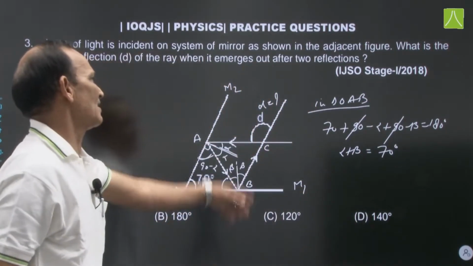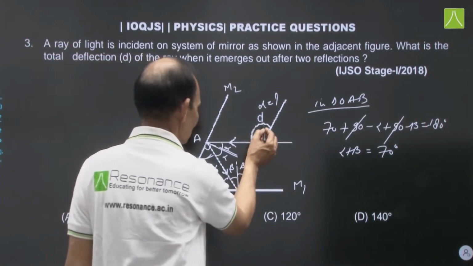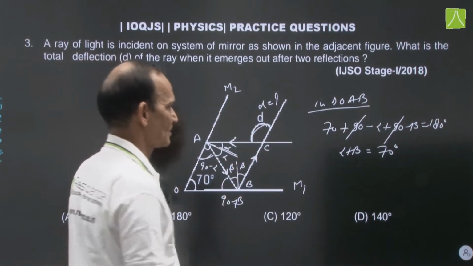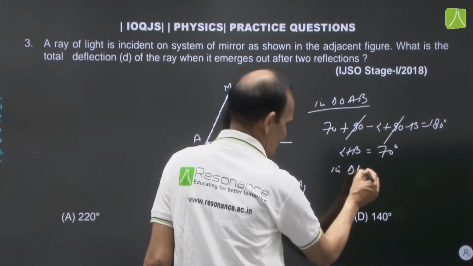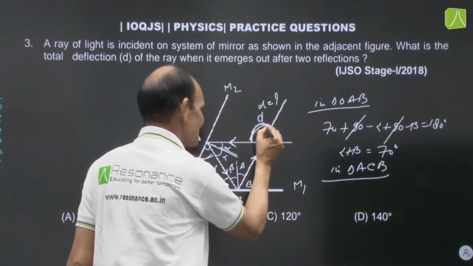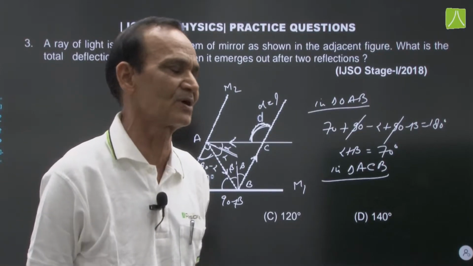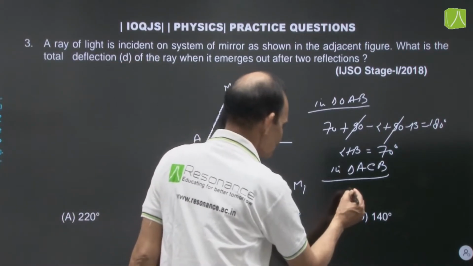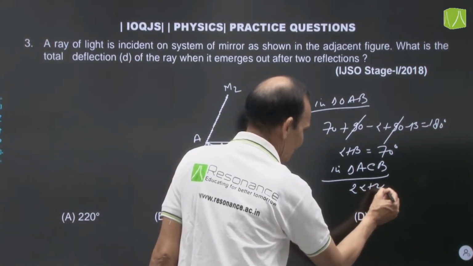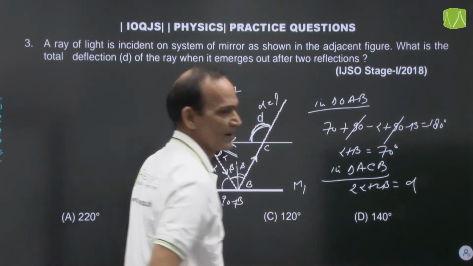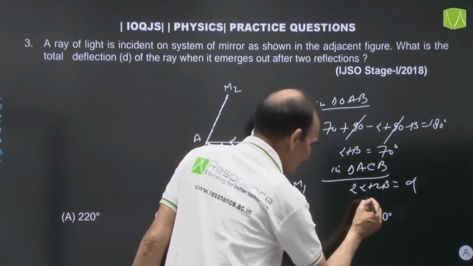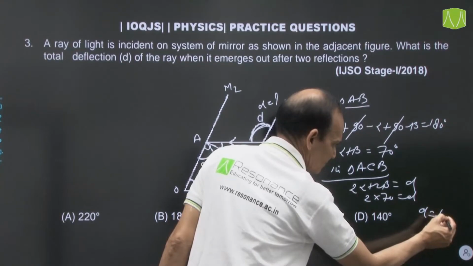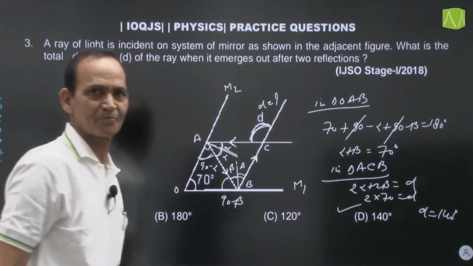But you have to find the angle D, this angle. How will we find it? Think about triangle ACB. In triangle ACB, this D is an exterior angle, and the exterior angle will be equal to the sum of the two interior angles, that is 2 alpha and 2 beta. So 2 alpha plus 2 beta will equal D. You have to find D. We can put here 2 into 70, that equals D. So the correct option D is 140 degrees. It is the correct answer.